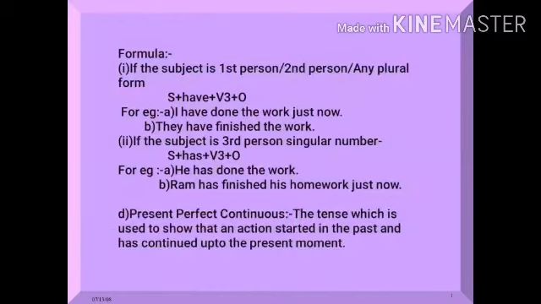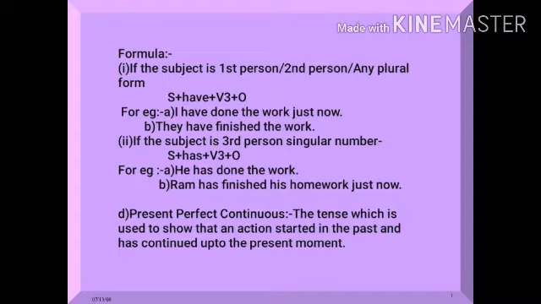Now see the formula. Formula I have divided into two parts for your easiness so that you can understand it well. First formula, if the subject is first person, second person, or any plural form, then you will apply this formula. Subject plus have plus V3 plus object. V3 means the past participle.